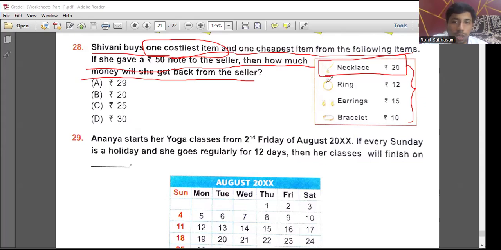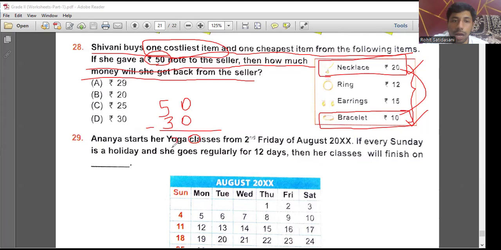Okay, now see the least costliest thing means which is like cheapest among all is a bracelet, is of 10 rupees only, right? So now we have a costliest one, necklace for rupees 20, and we have a bracelet for rupees 10. We have to find out if she has 50 rupees, how much amount will she get back from the shopkeeper? Out of 50 rupees, let's see how much amount she spent. 20 plus 10, what is the amount? 30. She has spent 30 rupees already. So how much she can expect back? Rupees 20. Option number B. The correct answer is option number B.